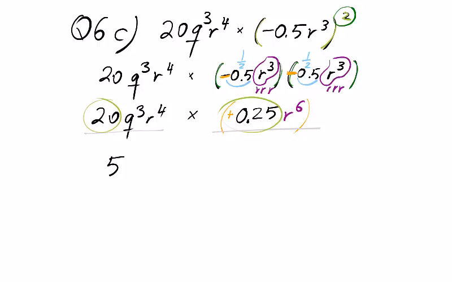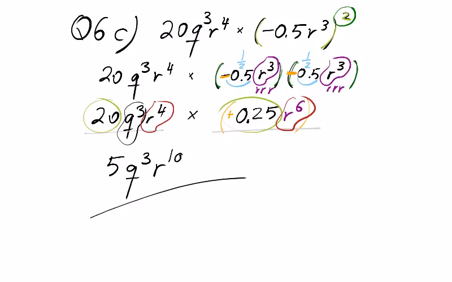Now, let's see if we have a match for q's. Nothing, so just copy q cubed. Do we have a match for r's? Yes, we do. So r to the power of 4 multiplied by r to the power of 6 will give us a total of r to the power of 10. We just combine them together, add the powers together. Final answer, in simplest form: 5q cubed r to the power of 10.